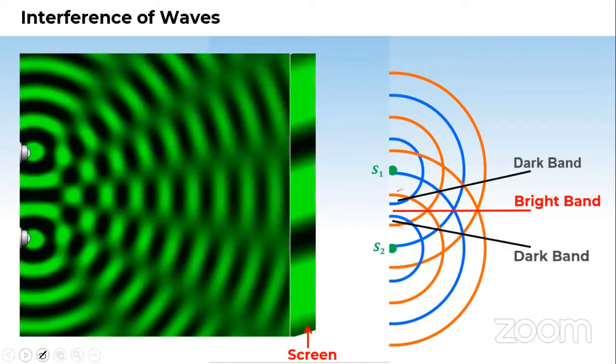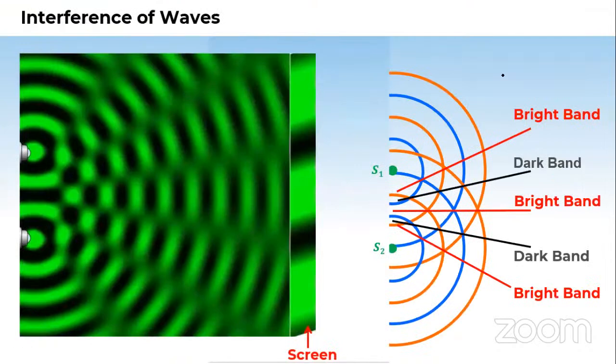And here this is a simple picture which shows the interference of waves again. By this picture, you can do the revision.